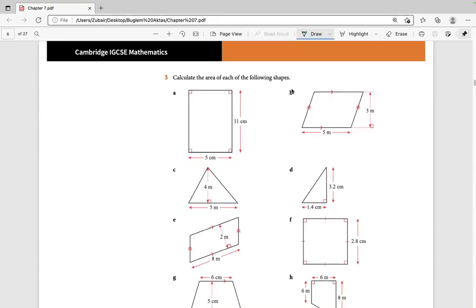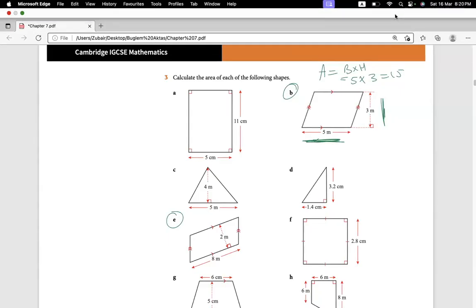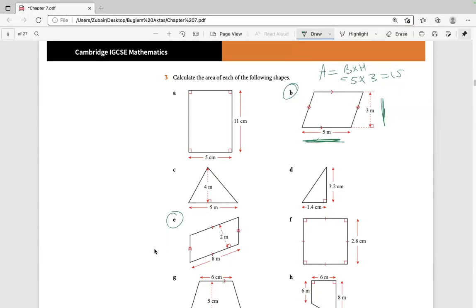There we go. For the area of this B, we have the formula: area is equal to base into height. So the base is 5 and the height is 3. So it will be 15. Given these values, what is the area of E? So it's just the base and the height again, right? Yes. So 16. So 8 into 2 is 16.